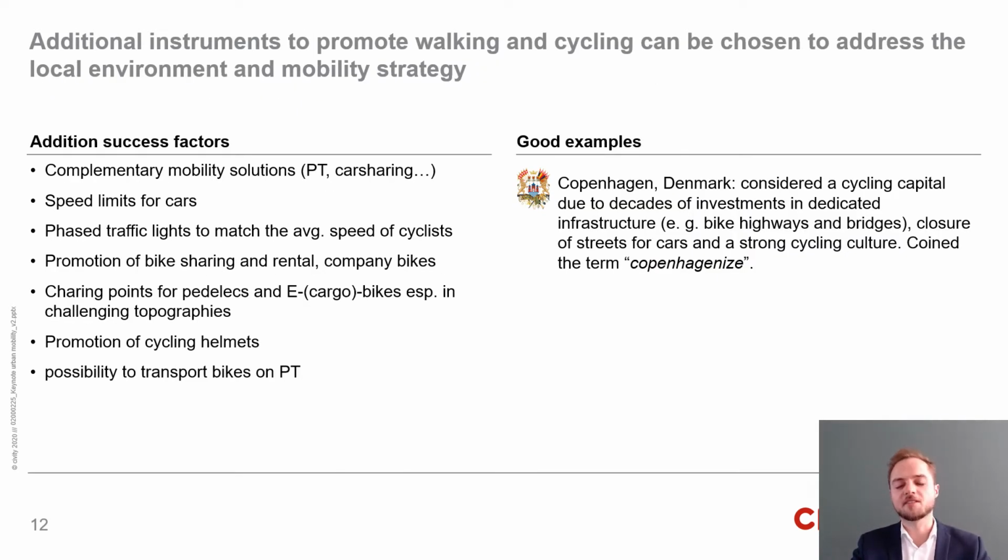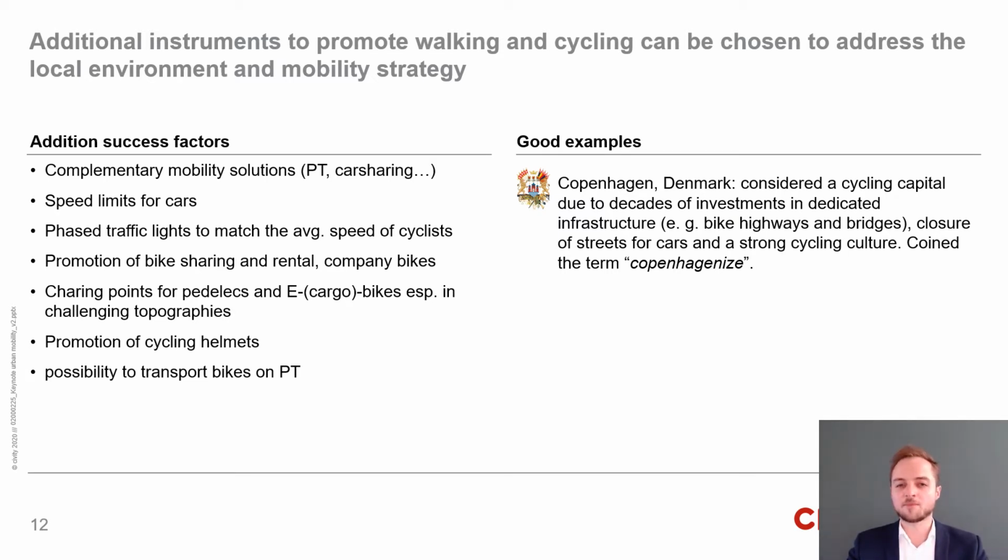For sure, there are always some more things you can do to promote walking and cycling in your city that depend on your local strategy and your local preconditions. For example, it might be useful to promote charging infrastructure if you want to encourage the use of pedelecs or e-cargo bikes in a more challenging topography. And of course, Copenhagen is well known as a good practice for cycling infrastructure, as they have decades of investing in infrastructure and have dedicated bike highways or even bike bridges. So there are a lot of things you can learn from the way it is done in Copenhagen. They also coined the phrase "to Copenhagenize," which means to create a city that is bike friendly.